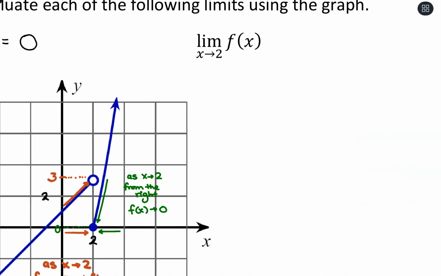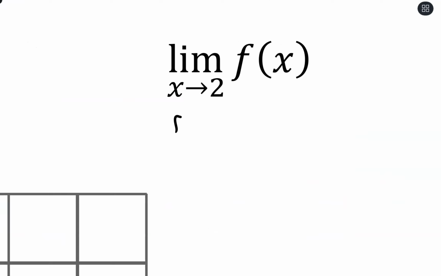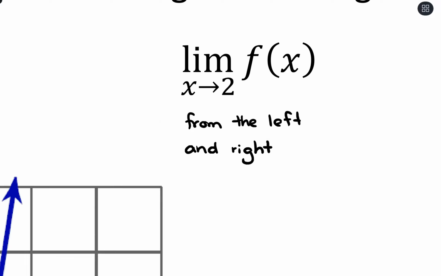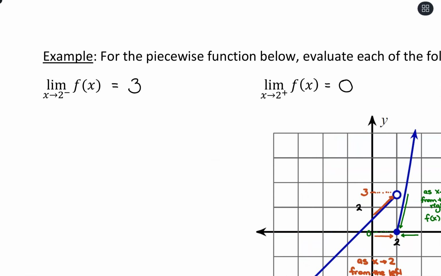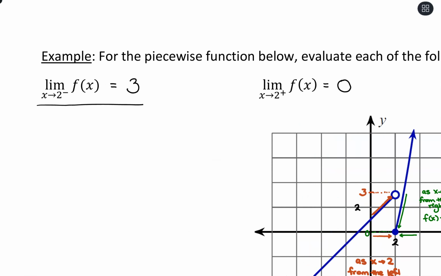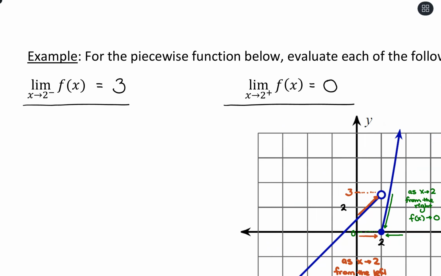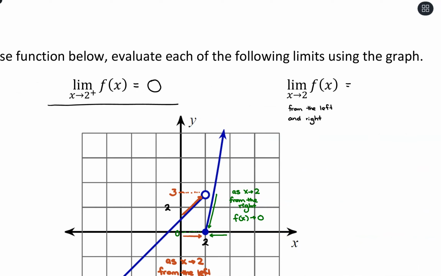Now let's go back to our previous notation. So this would mean from the left and right. So this is where we have our buddy walking towards us. So we have our friend from the left and right. So there's 2 of us. And in this case, what we could see, even just looking at our solutions, is that the limit from the left is 3, the limit from the right was 0, we're not matching up. So because they don't match up, that's where we would have the limit does not exist. It has to match up in order for it to exist.